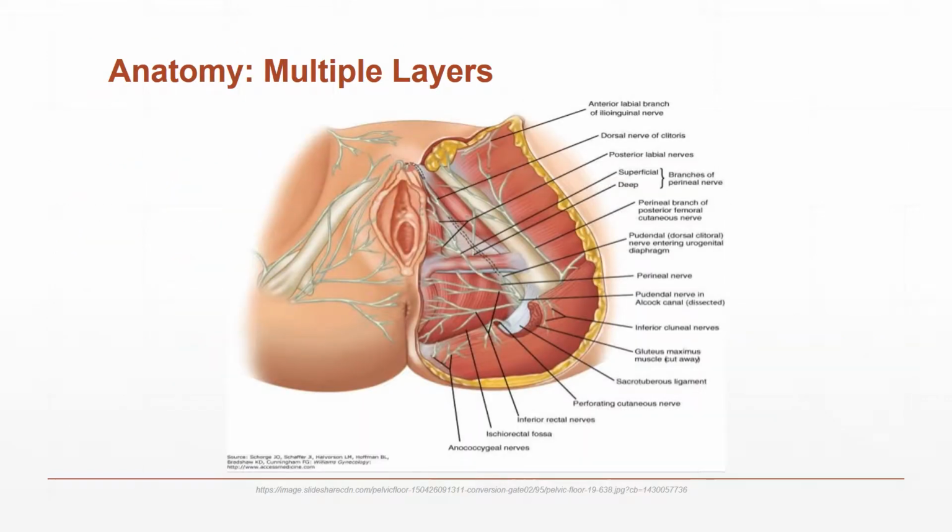This is just a picture of an overview of the anatomy of the pelvic floor. I really like this picture just because it shows the complexity and the intricate layers of the pelvic floor. And you can see the nervous system and the fascia and the musculoskeletal system that are all involved in the pelvic floor.